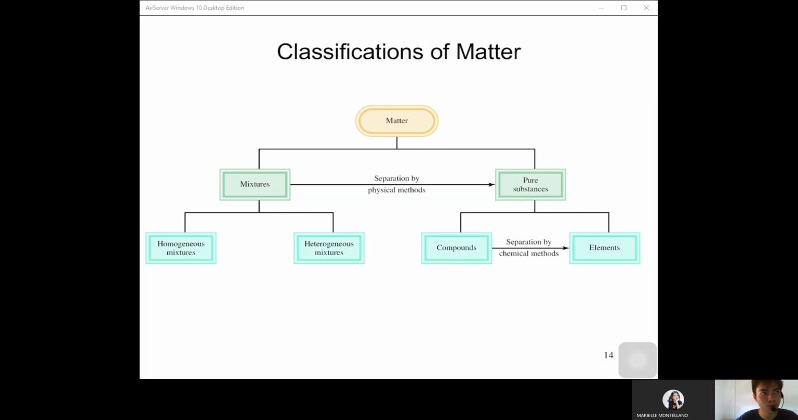For example, you have your bronze medal. You can google it. So, if you have a bronze medal, what type of matter is it? What is its classification? Homogeneous, heterogeneous, compound, element? Sige. Bronze medal. Pwede mo i-google.